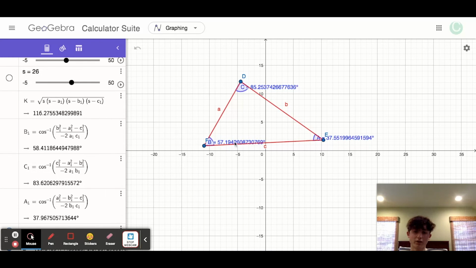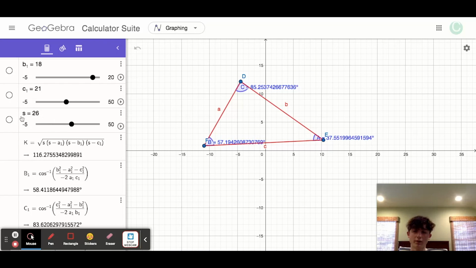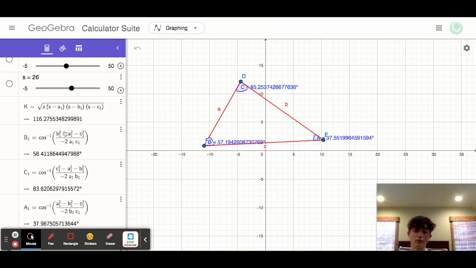And we can see these showing up here in the triangle. And then we put in S equals 26. And then we plugged in the area equation, and we used GeoGebra really just to check our work.